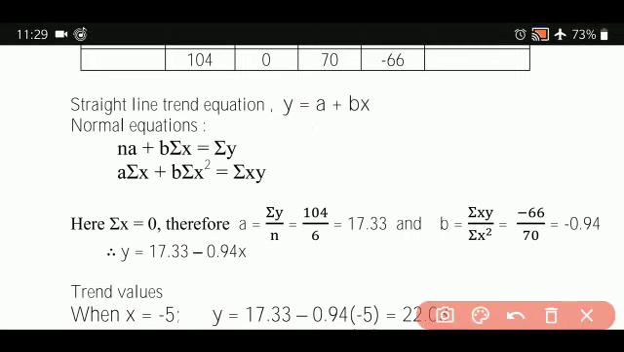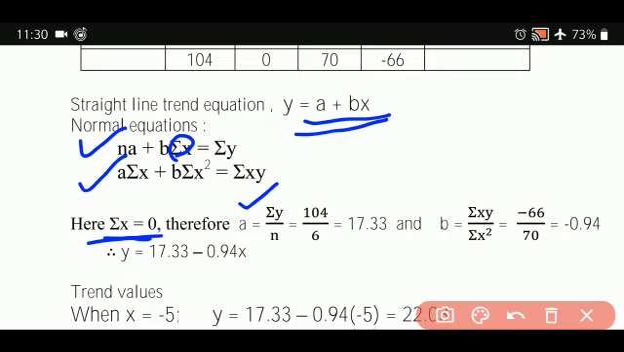Now, what is the straight line equation here? Y is equal to a plus bx, and we want our normal equations. So in this we are going to substitute. When we make this particular condition, summation x is equal to 0, only then do we get these equations simple. Now this becomes 0, only these two remain, na and summation y. So a is equal to summation y divided by n, and summation y is 104 divided by 6, that is 17.33.